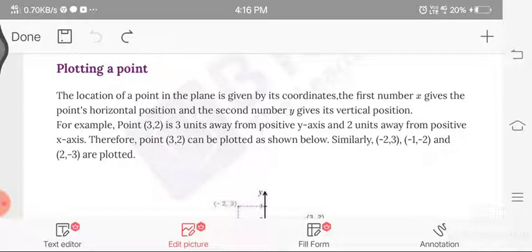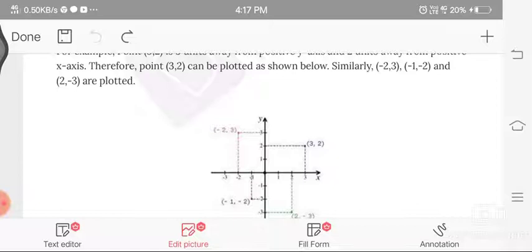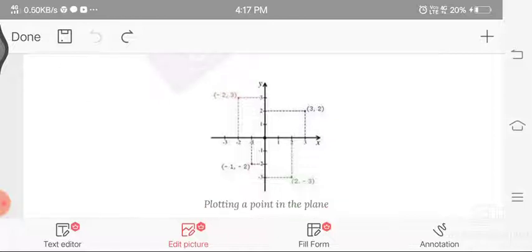Plotting a point. The location of a point in the plane is given by its coordinates. The first number x gives the point's horizontal position, and the second number y gives the vertical position. For example, the point (3, 2) is 3 units away from the y-axis and 2 units away from the x-axis. Therefore (3, 2) can be plotted as shown below. Similarly, (-2, 3), (-1, -2) and (2, -3) are plotted like this.